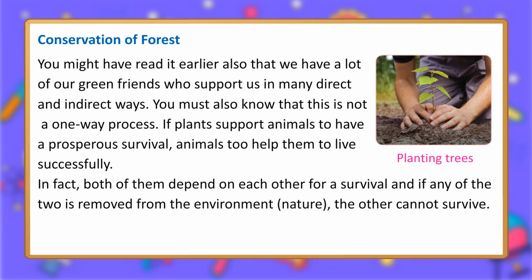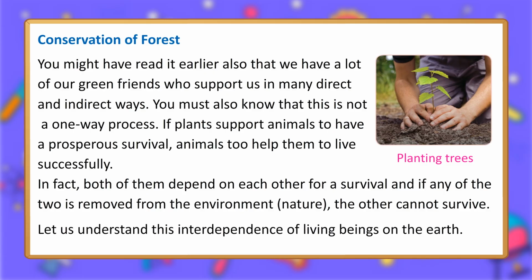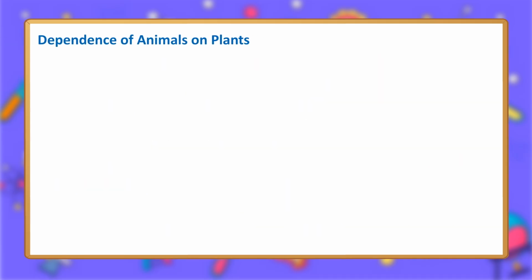In fact, both of them depend on each other for survival, and if any of the two is removed from the environment, nature, the other cannot survive. Let us understand this interdependence of living beings on the earth. Planting trees. Dependence of animals on plants.